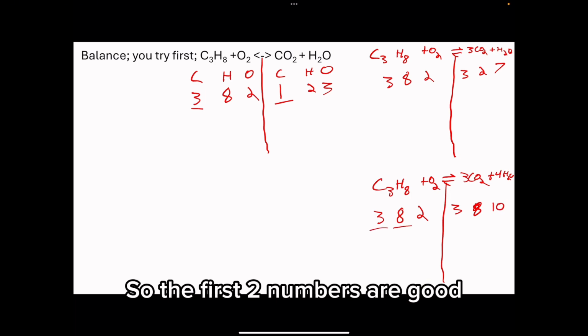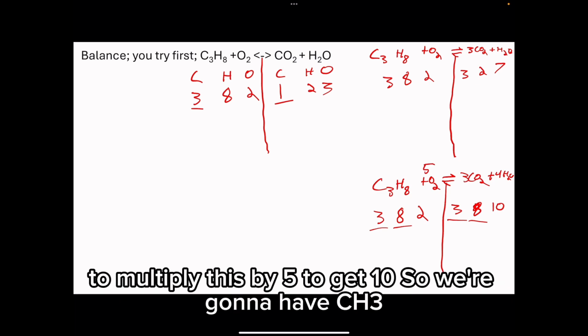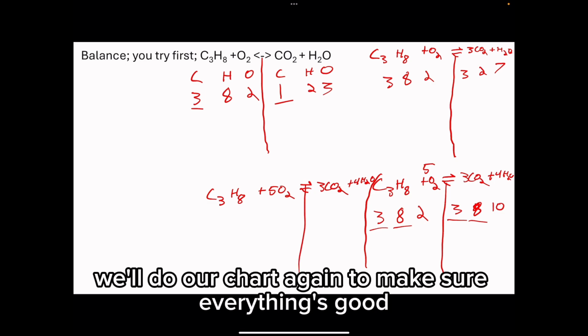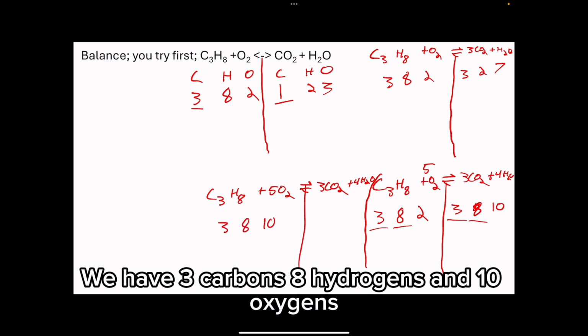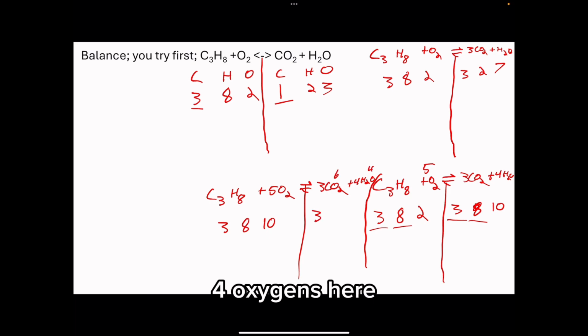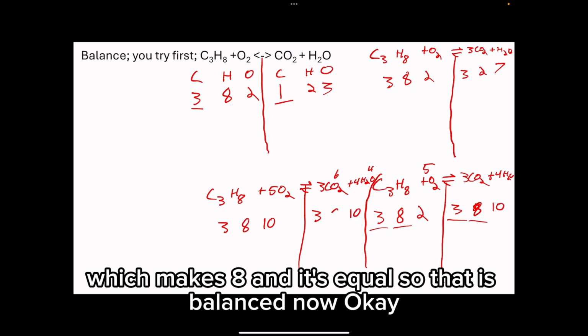So the first 2 numbers are good. And now we're just going to put a 5 in here to multiply this by 5 to get 10. So we're going to have C3H8 plus 5O2 gives 3CO2 plus 4H2O. So we'll do our chart again to make sure everything's good. We have 3 carbons, 8 hydrogens, and 10 oxygens. Over here we have 3 carbons. We have 6 oxygens here, 4 oxygens here. That makes 10. And then we have 8 hydrogens, and it's equal. So that is balanced now.